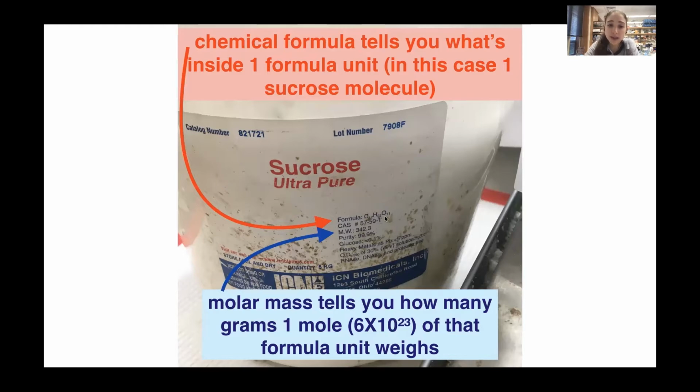By the formula unit, so this is sucrose, like table sugar. It has this formula, which is basically telling you all of the atoms inside of it. And here you'll see that it's labeled as a molecular weight, so MW.